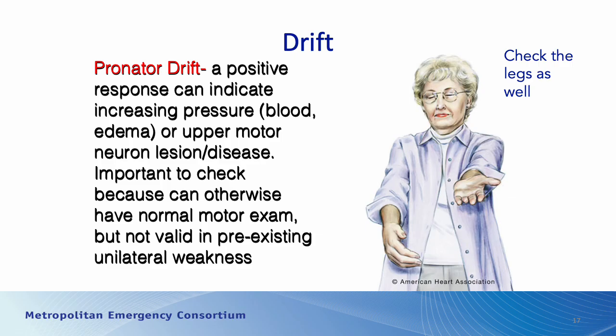Well, why does this work? Well, if your eyes are open, there are ways you can accommodate if you see your arm starting to drift. If your eyes are closed, you will not know that your arm's drifting, and you cannot accommodate that, so the deficit can become more obvious. So think about testing for drift, both in the arms and the legs. It only takes a moment.